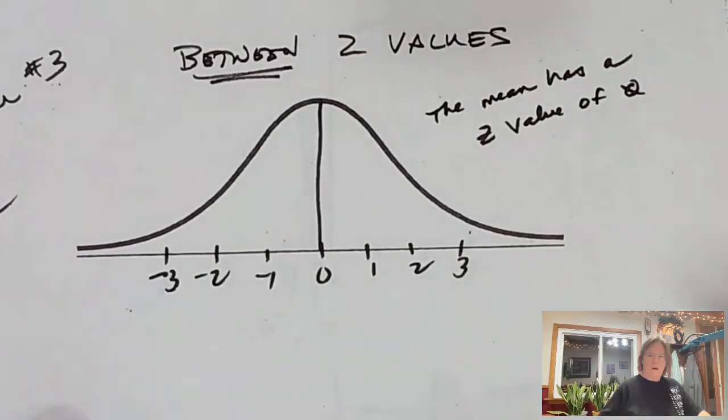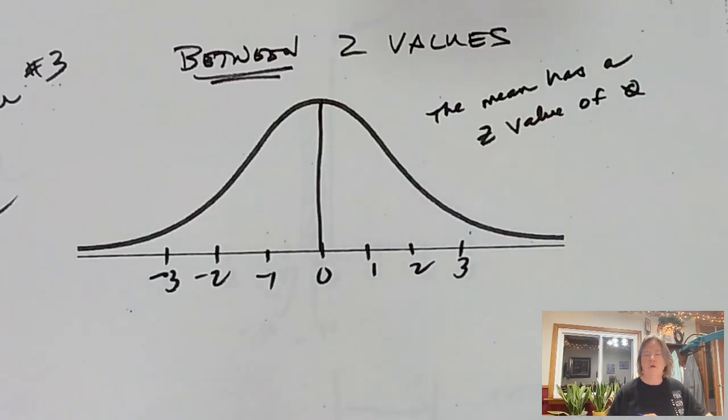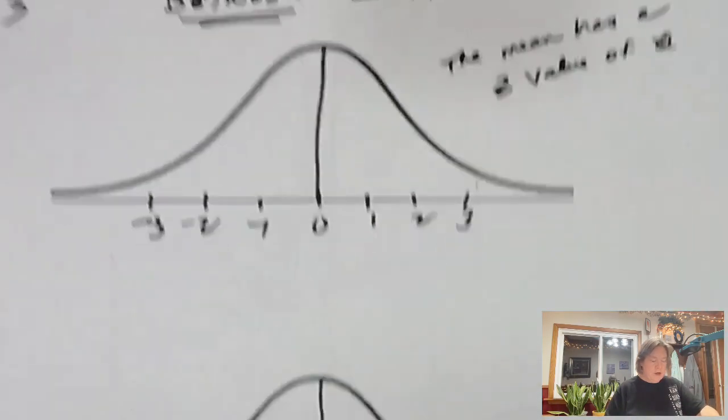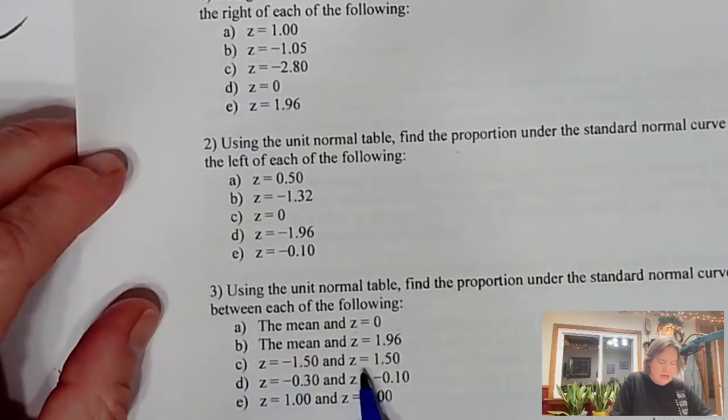All right. So the first one that we run up against says the mean and z are 0. Again, this is the trick question. The mean has a z value of 0. So there is no proportion. They're the same.